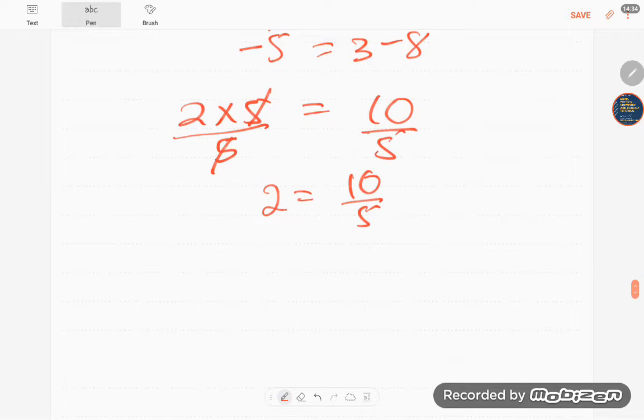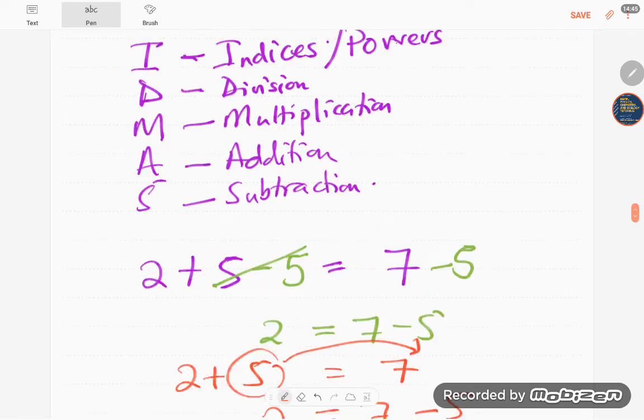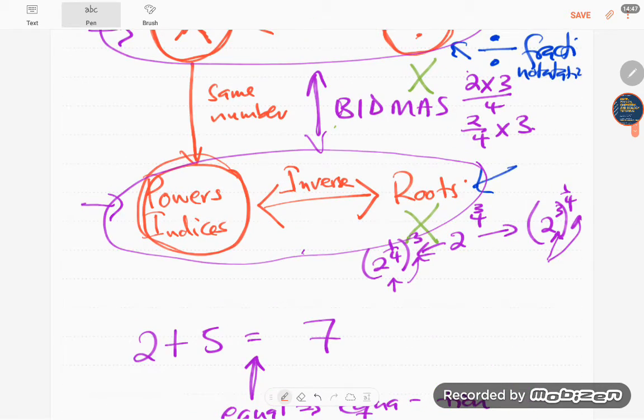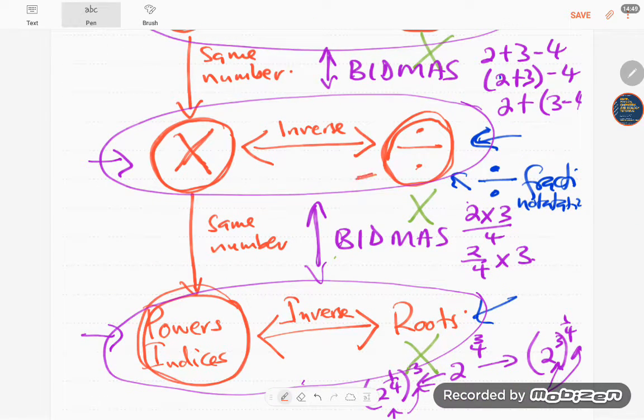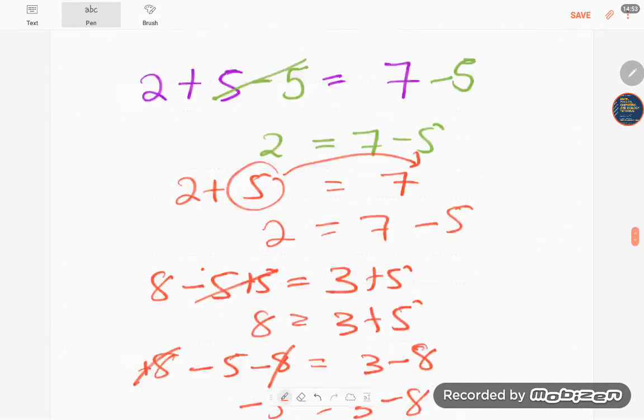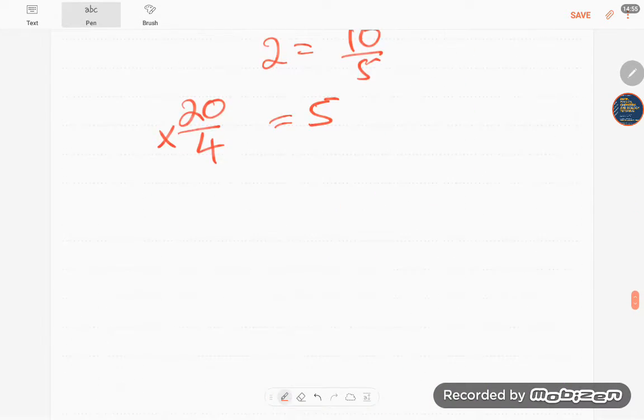Same thing again. If I have 20 divided by 4 is equal to 5. What is my 4 doing? It's dividing. So to remove something that's dividing, remember, here we multiply. So we're going to come down there, and we're going to multiply by it. And that's on both sides. That allows us to cancel that. Then we have 20 is equal to 5 times 4.